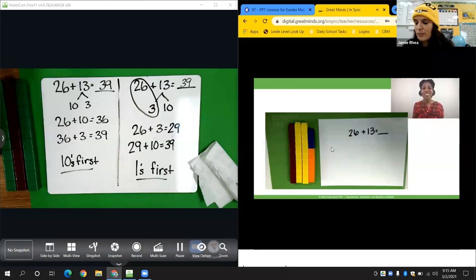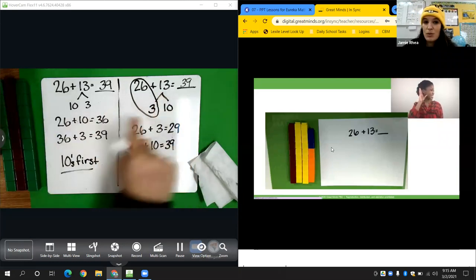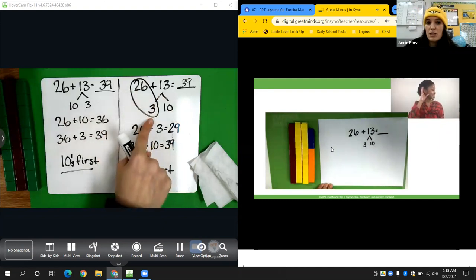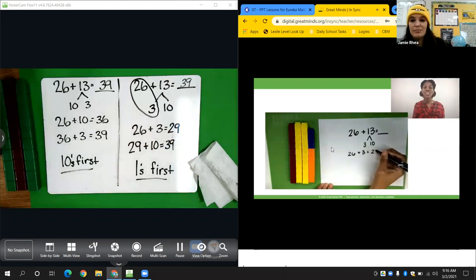How did we break apart 13? 3 and 10, because we had 1 10 and 3 ones. Yes, we broke apart 13 into 3 and 10. What did we add first, mathematicians? We added 26 plus 3, that's our ones. Yes, we added the 3 first. 26 and 3 more is? 29. That's right, 29. What did we do next?